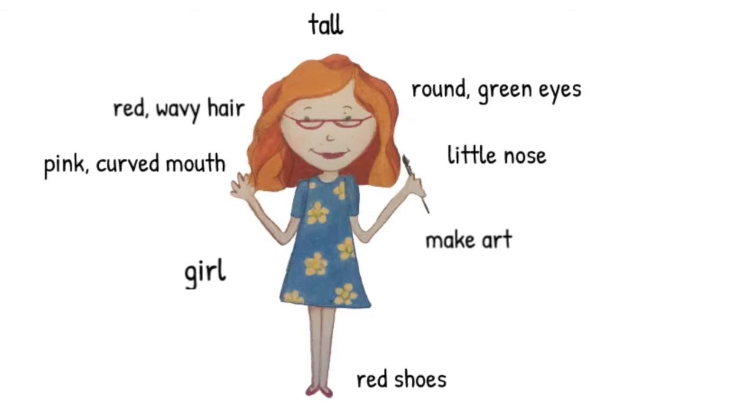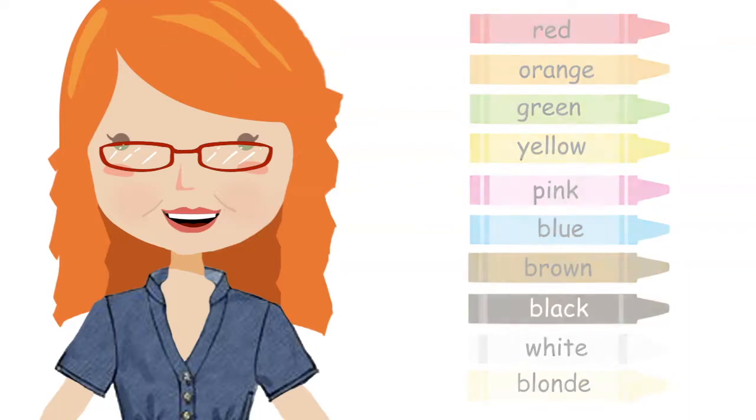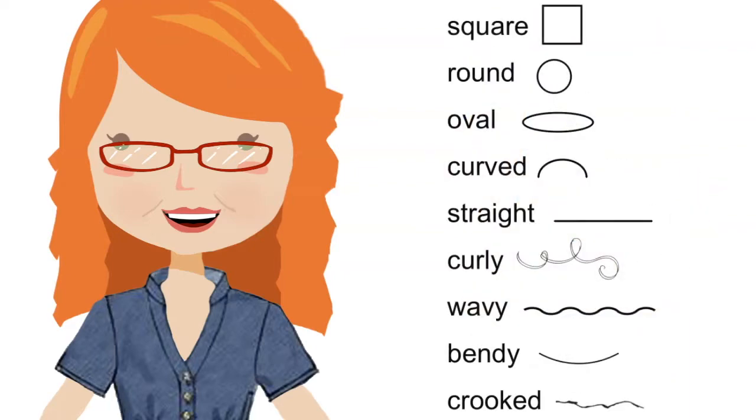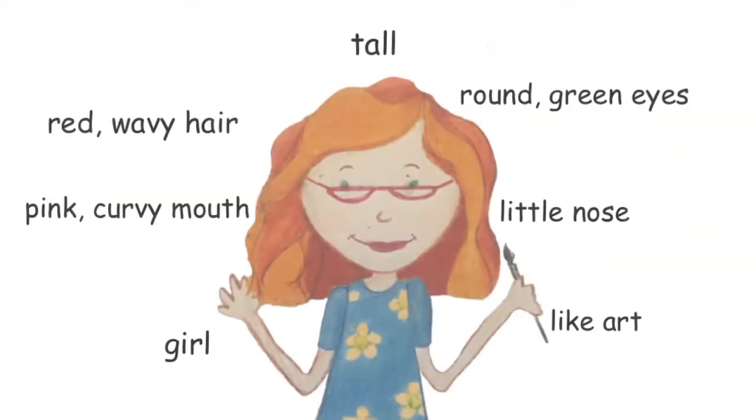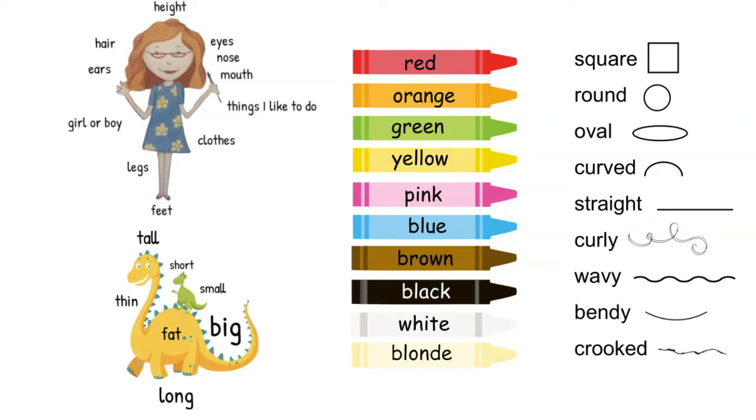Now it's your turn to pause the video and go and add labels to your drawing. Remember to include colour, size and shape adjectives and have a go at putting 2 adjectives together. Remember that comma to separate them. Here are some words that might help you. I'll see you soon.